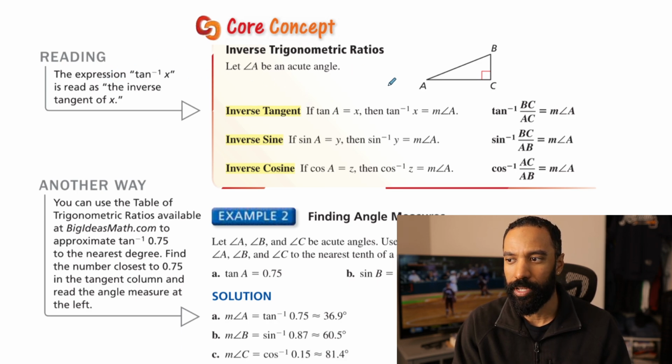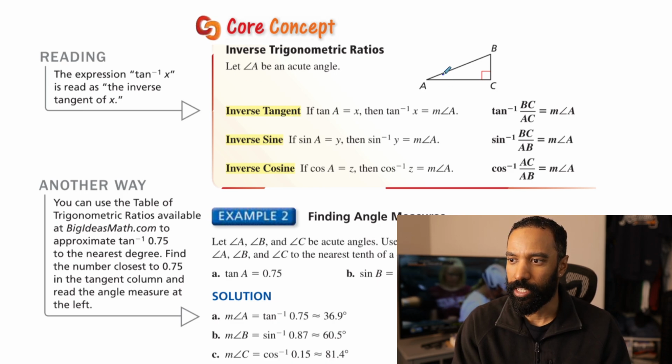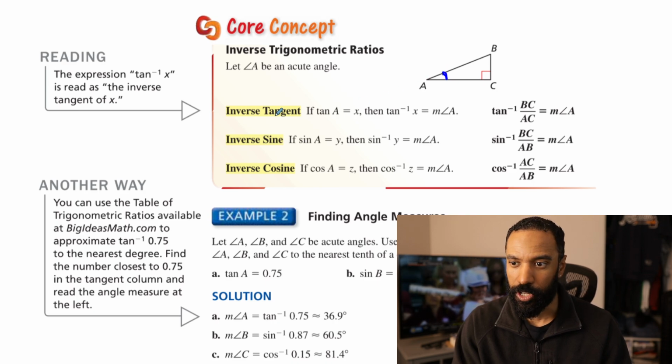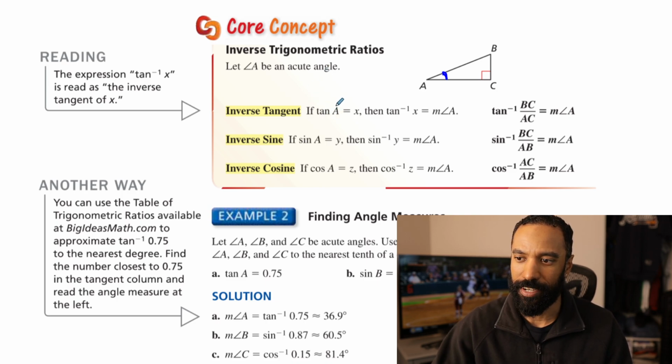Okay, so here we go. Here's the actual portion on inverse trig. Let A be an acute angle in a right triangle, right here. An acute angle in general. The inverse tangent and sine and cosine are used like this. If you take the tangent of an angle and you get a ratio, right?